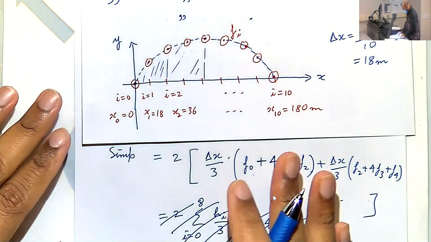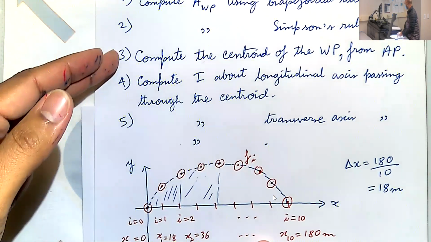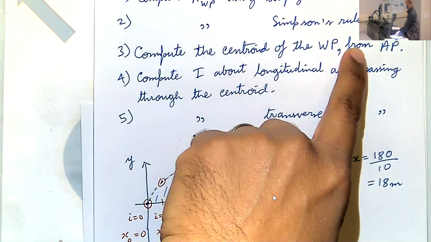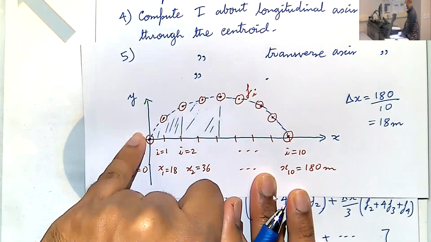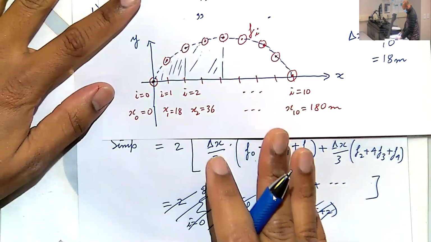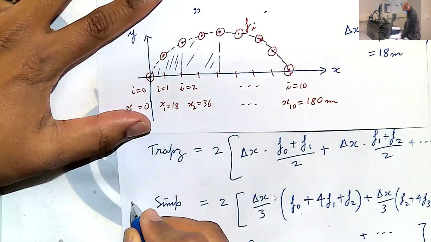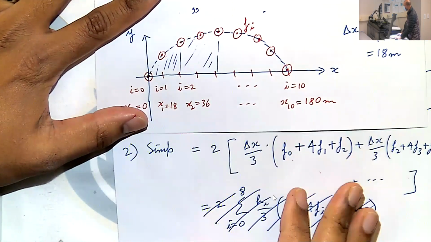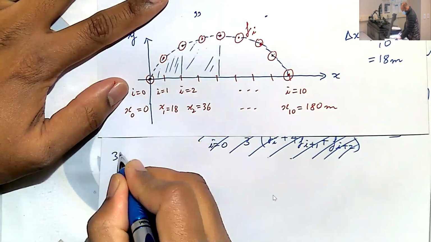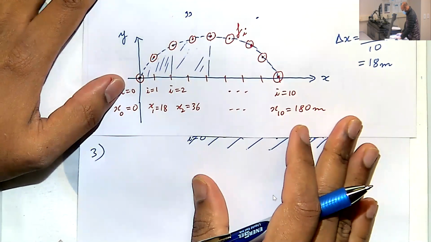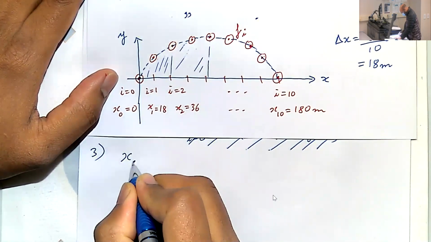So that's basically question 1 and 2. Question 3 says compute the centroid of the water plane area starting from the aft perpendicular. So starting from here. Okay, that was number 2, right? So this was number 2. So number 3 is the centroid of the water plane, so xc comma yc.